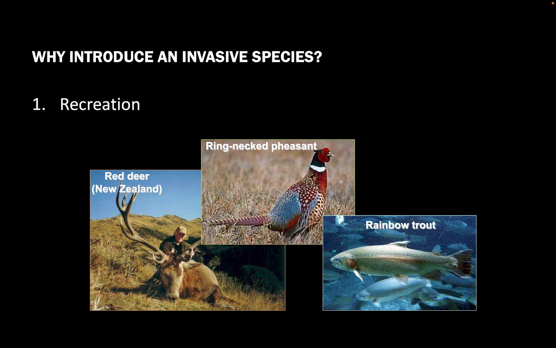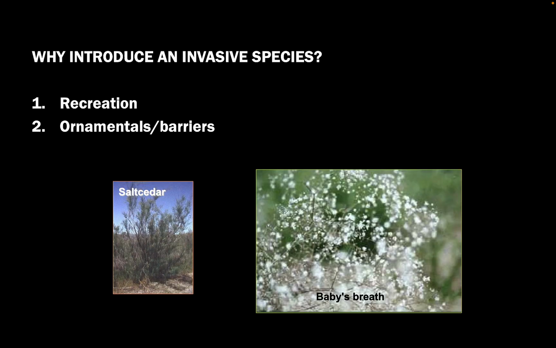So let's look at some of the reasons that we've introduced species in the past, and one is recreation. And when we get to the Great Lakes, there have been a few species introduced into the Great Lakes for recreational purposes. But some species, the red deer in New Zealand, the ringneck pheasant in North America, many of you have seen this species not knowing that it's actually not native to the United States, it's native to China. And then the rainbow trout that's native to the western United States but has been introduced into the Great Lakes and into lots of other locations because people like to fish for them.